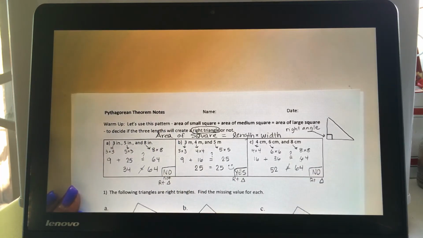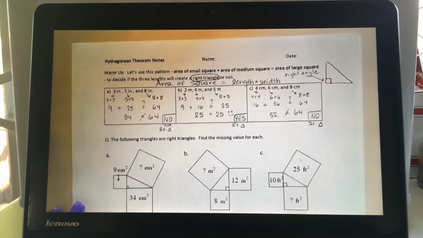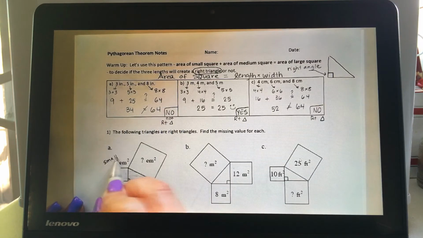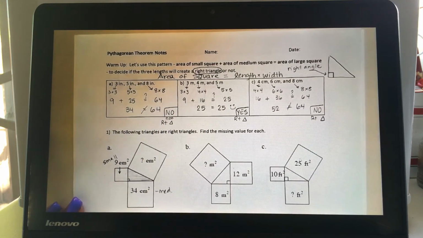So this is what we're doing. We're checking to see if these side lengths give us a right triangle. So what we're told in the next set of questions is that we have a right triangle. You can see that drawn in there. And just like in the video that we started out watching, you can see from each side of the triangle, there's a square that's been drawn out. Now they've already done the multiplication to tell you the area of the small square is 9. The area of the medium square is 34. We need to figure out the area of the larger square.